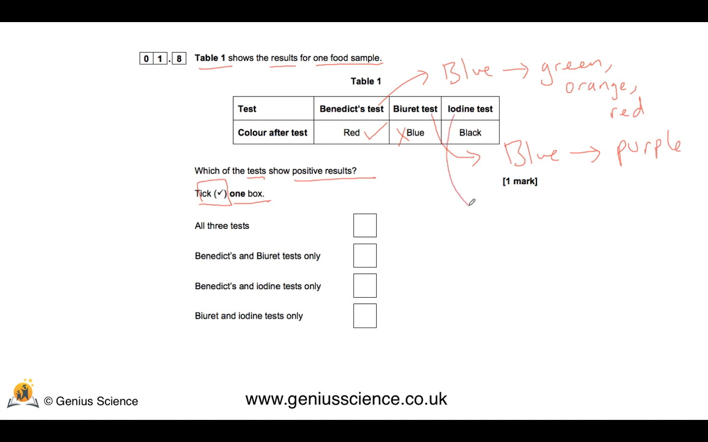And for the iodine test, iodine solution, you can say it's an orange or an orange brown colour. And it turns to blue black or black. You can't say blue, so you can say blue black or black when starch is present, and you can see it's turned black here, so it's a positive result. So the positive results are Benedict's and iodine, so that's your correct answer there.